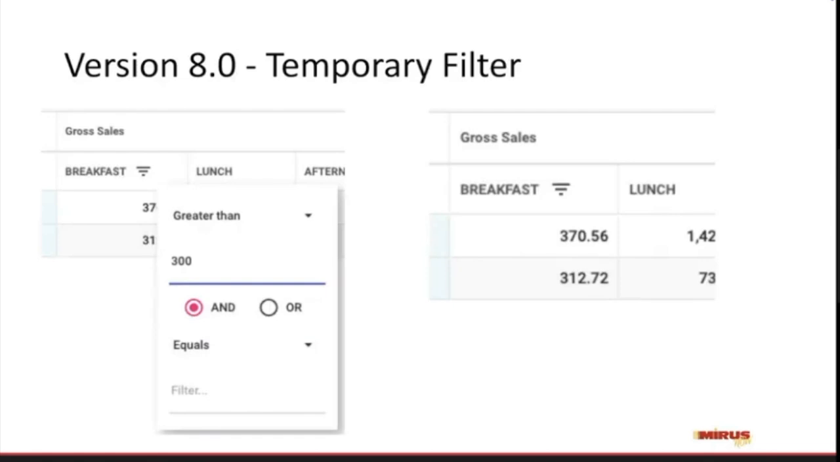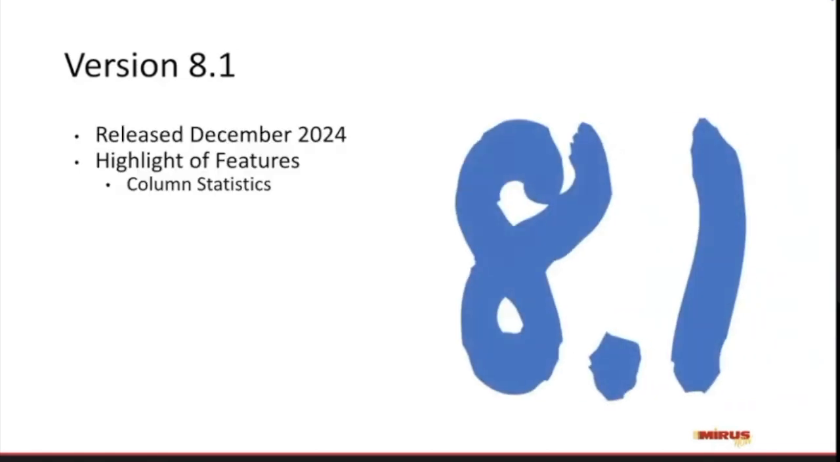All right. The next version that we did was 8.1. This was released in December of 2024. In version 8.1, we rolled out our new feature, Column Statistics. Column Statistics provides an in-depth insight into the characteristics and distribution of data within individual columns.